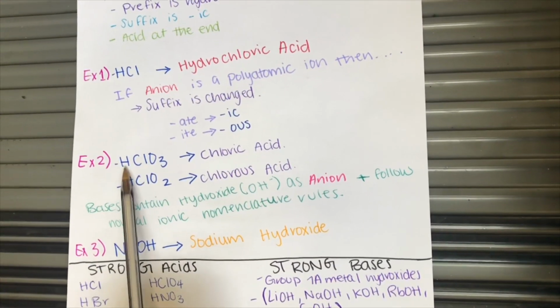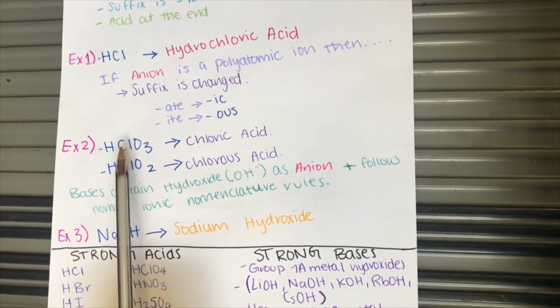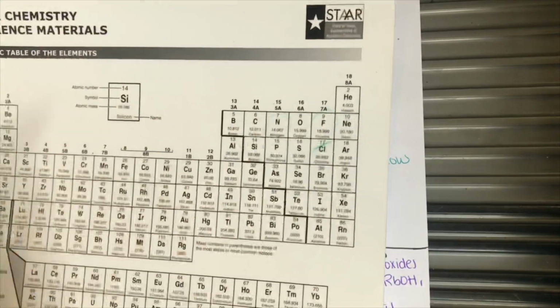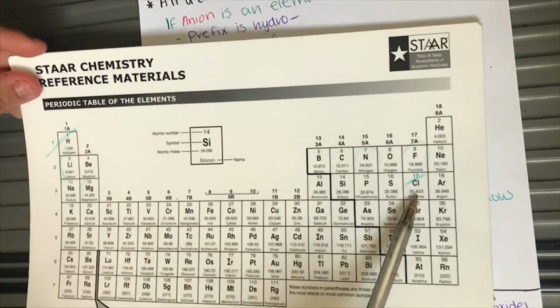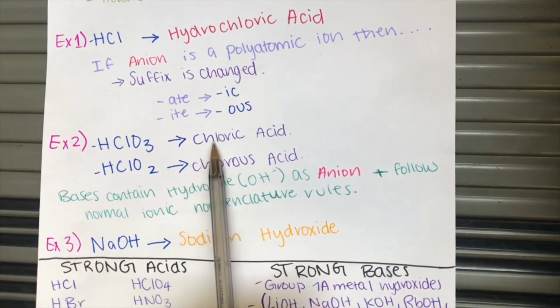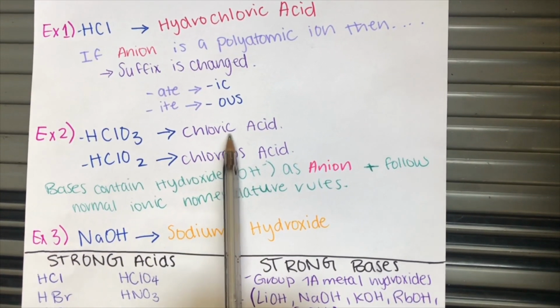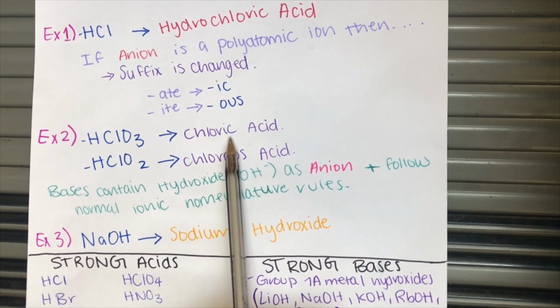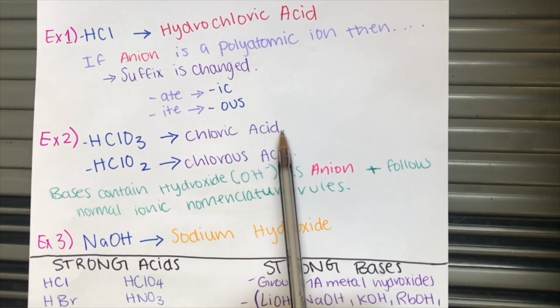So if we have HClO3, it will change to hydrogen chlorate, which will change to chloric, because we have to change the suffix since it is a polyatomic ion, and then we will put acid towards the end.